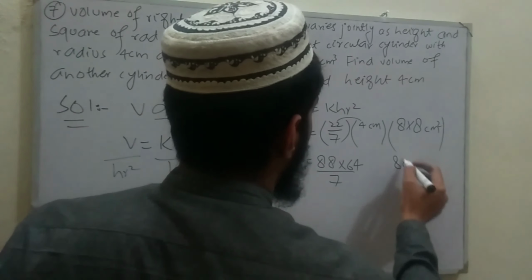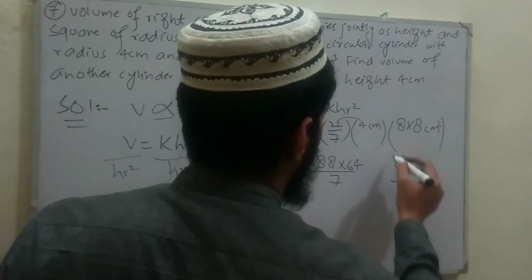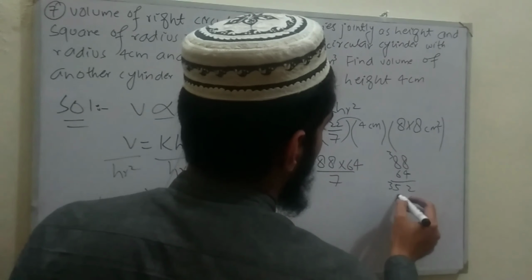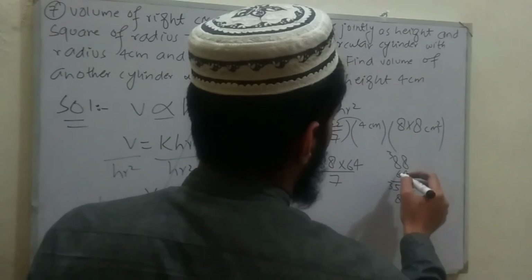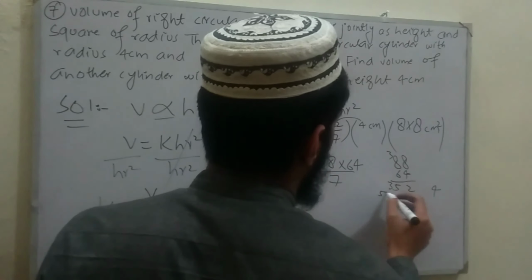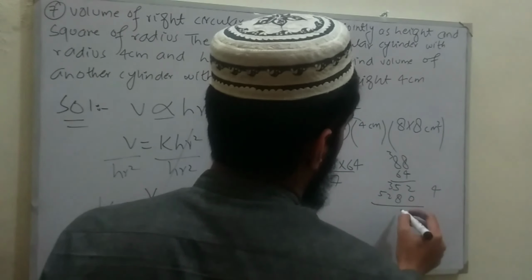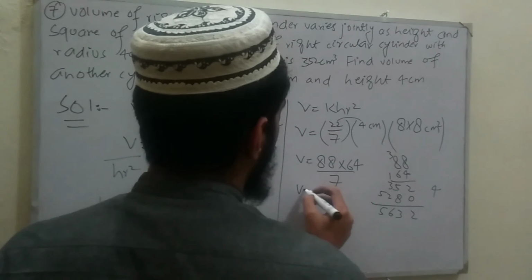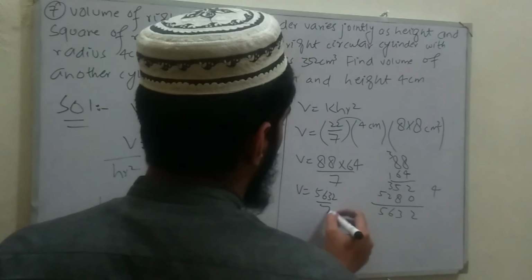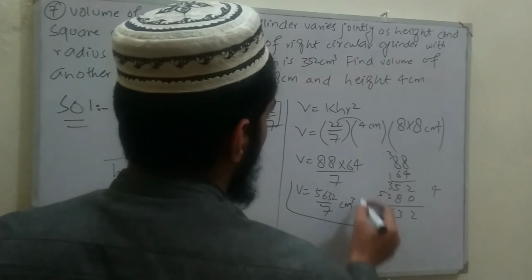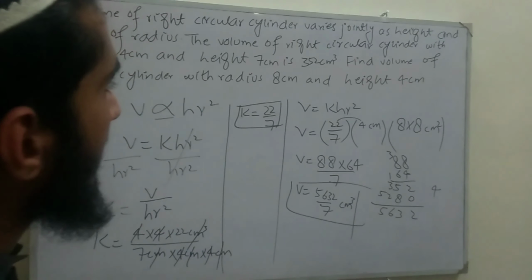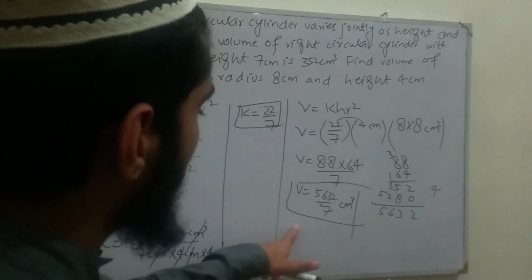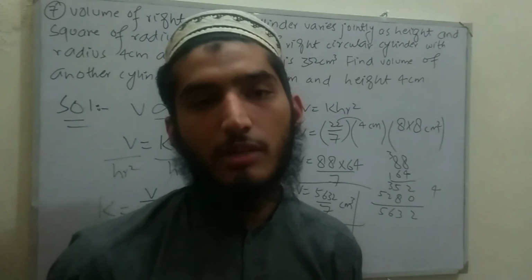So 88 multiplying 64: 4 times 8 is 32, plus 3, 35; 6 multiply 8 gives us 48, plus 4 gives us 52; and so on. The answer is 5632 divided by 7 centimeter cube. So the volume of the other cylinder with radius 8 and height 4 is V equal to 5632 centimeter cube divided by 7. This is the answer. So with this question, the exercise number 3.5 is completed.